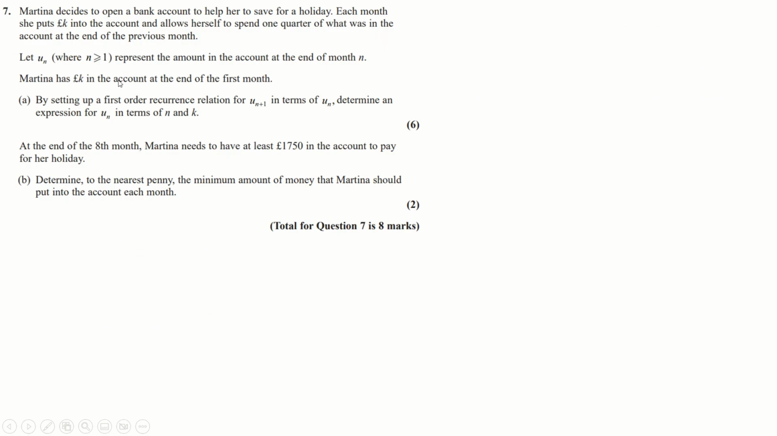Question 7. She decides to open a bank account, sure. So first order recurrence relation, well, it's just U_n equals whatever you add in, which is K. And then she spends a quarter of what was in the account before. So she's still got 3/4 of what was in the account. So it's just 3/4 of what was in the account before, U_(n-1), and then just plus the amount that's added every time, K.